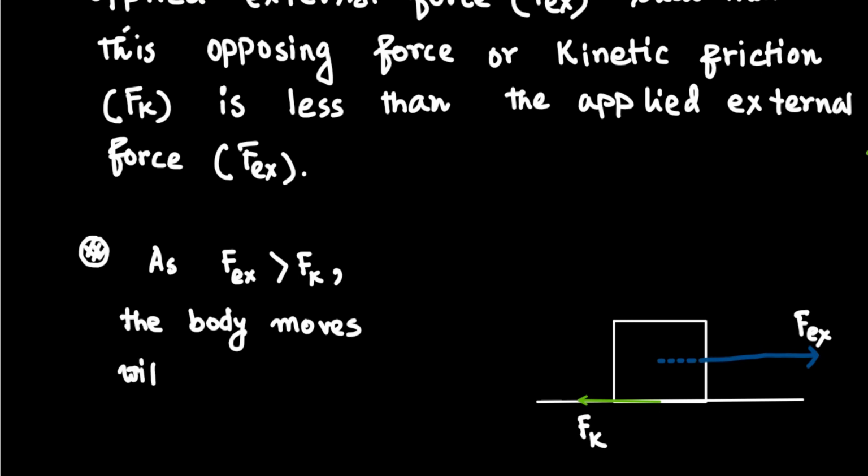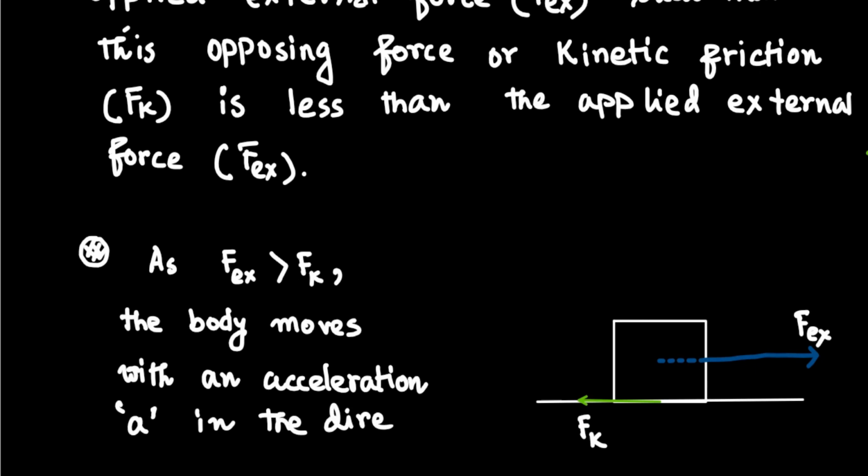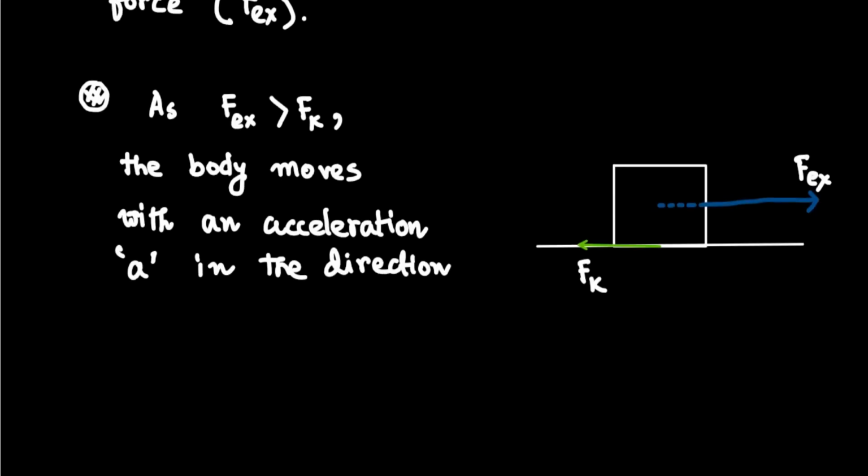As Fex is greater than Fk, the body moves with an acceleration a in the direction of the applied external force Fex. So here the body will be moving towards right in the direction of Fex with an acceleration a. So this is the direction of motion of the body.